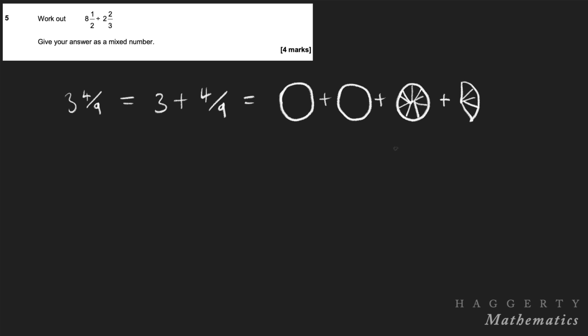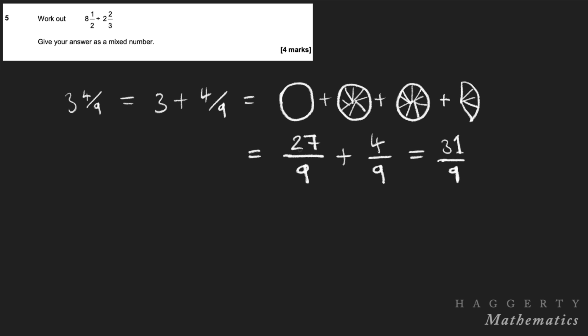To convert this to a top-heavy fraction, you're essentially saying how many ninths there are in 3 and 4 ninths. When you draw this as a pictogram, it becomes kind of obvious. To each whole, there is 9 ninths, and there's 3 wholes here. So how many ninths are there in 3 wholes? There must be 3 times 9, that's 27 ninths. In addition with the fractional part, which is 4 ninths, that leaves us with 31 ninths. So that's the top-heavy, or improper, fraction equivalent to 3 and 4 ninths.